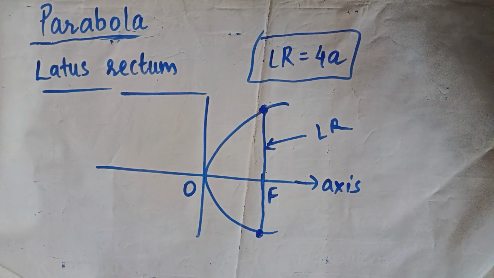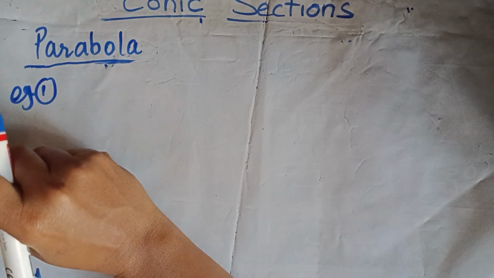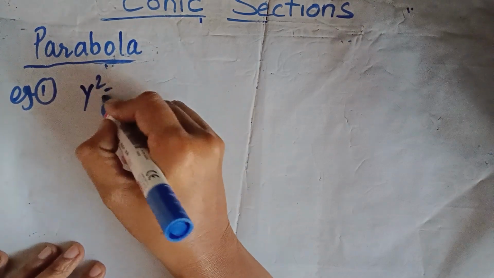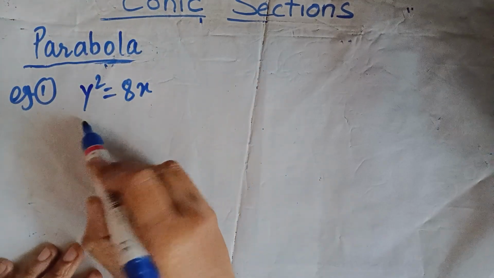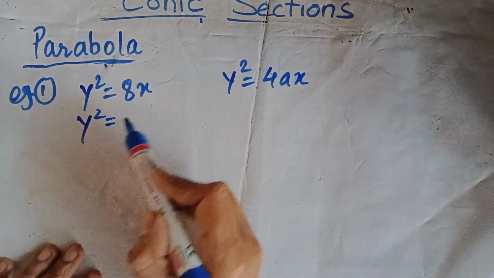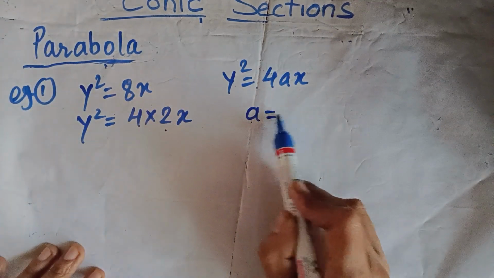So let's solve some examples. I'll take an example from the textbook itself. Find the coordinates of the focus, axis, the equation of the directrix, and latus rectum of the parabola y square equal to 8x. First you write it in the standard form, that is y square equal to 4ax. So I can write this as 4 into 2 into x. So our a is 2.